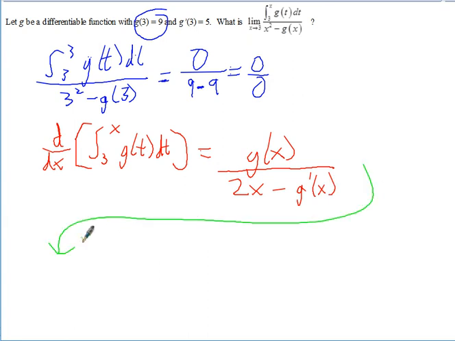So now when you substitute in 3 again, g of 3 is 9 over 2 times 9 minus g prime of 3 is also there, which is 5. So we get 9 over 18 minus 5 is 13.